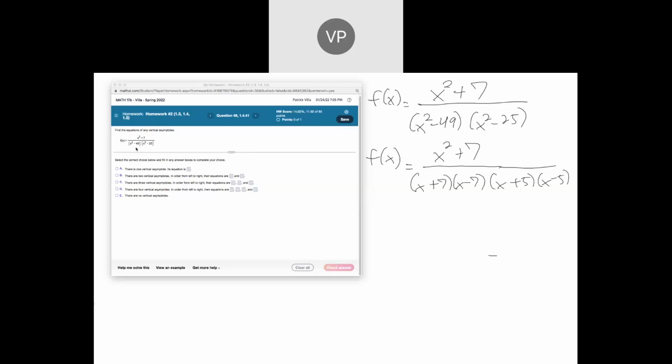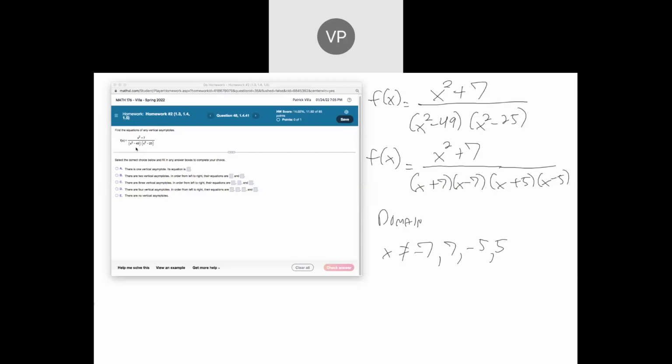So that tells me, and nothing's going to cancel out. X squared plus 7 does not cancel with x plus 7, so nothing cancels. And I see for my domain, I'm not allowed to have -7, +7, -5, and +5. All these are my taboo numbers, all my bad numbers that I cannot use.